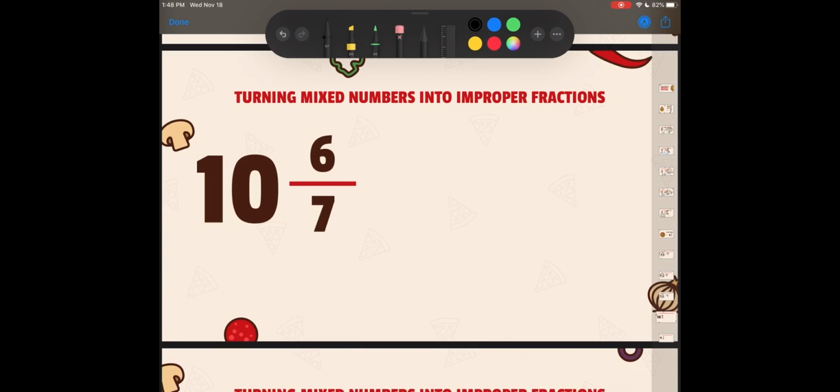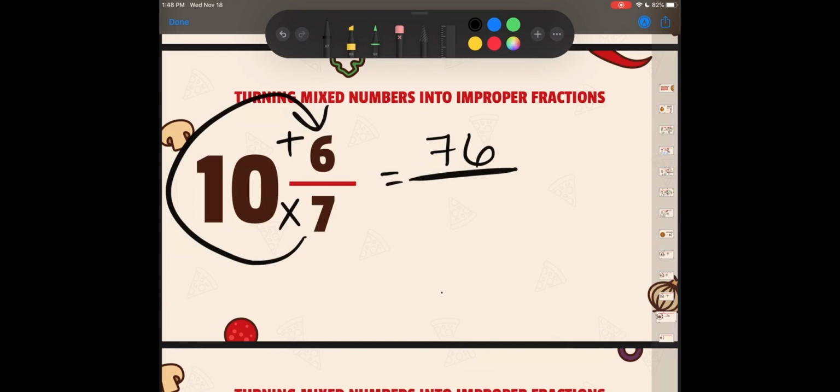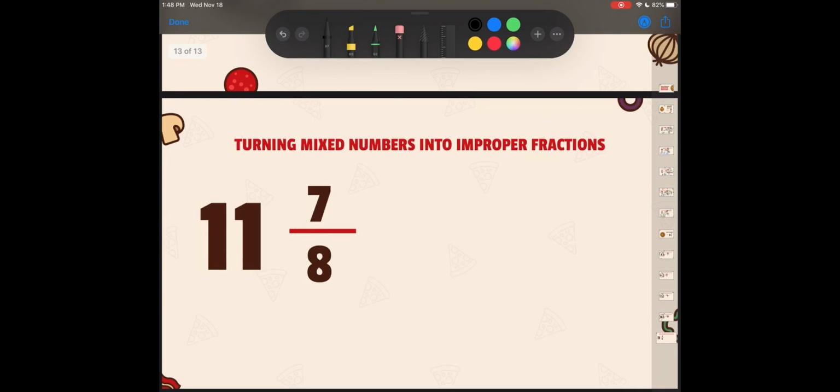All right, let's look at 10 6/7. See, this is why we do the quick trick instead of doing all that repeated addition, because 10 groups of 7 sevens end up with a lot of stuff, right? So let's do it. We do our denominator times our whole number, and then add our numerator. So we work up and around. So 7 times 10 is 70, plus 6 is 76. That's our new numerator. Our denominator was 7, so it stays 7, and we end up with 76 sevenths.